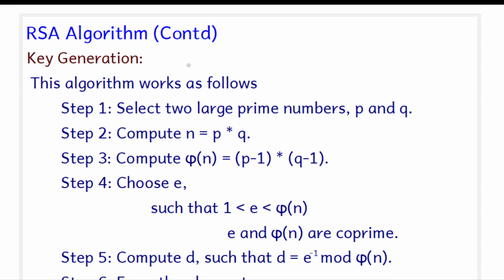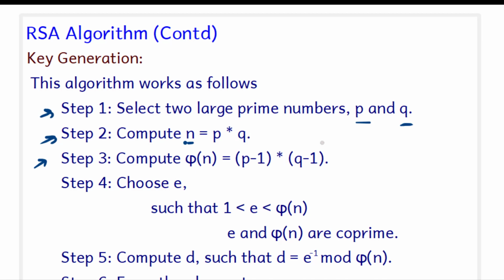Let us assume Alice wants to generate a pair of private and public keys. We'll see this in steps. First, Alice selects two large prime numbers, P and Q. Large means it may be a 150 or 200 digit number. Second, she multiplies P with Q and gets the number N, which will also be very large, maybe 300 digits. Then in step 3, she computes phi, which is (P minus 1) times (Q minus 1).